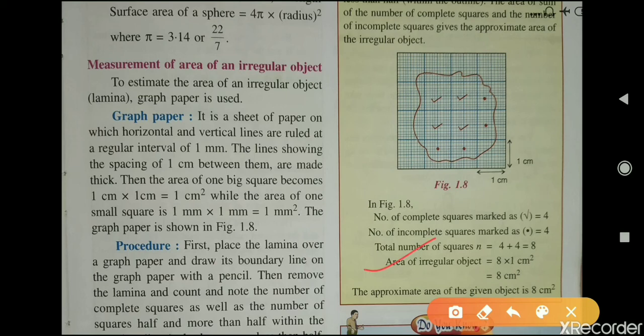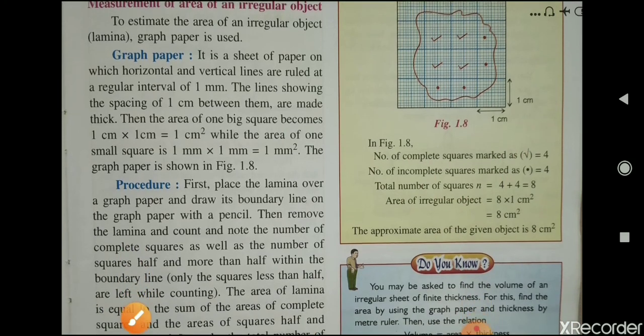As you can see in this picture, the number of complete squares is 4. So you have to write the number of complete squares as 4, and the number of incomplete squares are 1, 2, 3 and 4. These are more than half. The number of incomplete squares that are more than half is also 4, and then by adding these two quantities, you get the area of an irregular object.